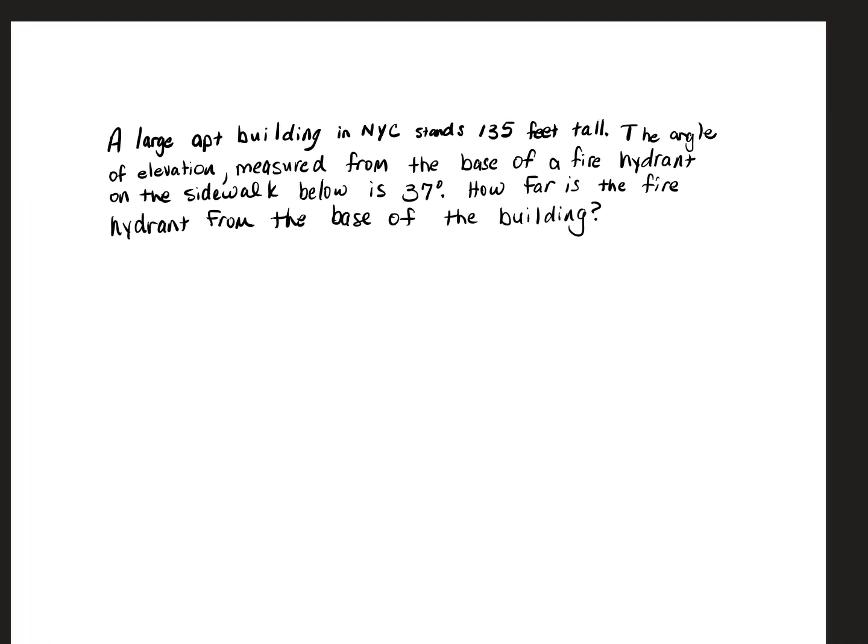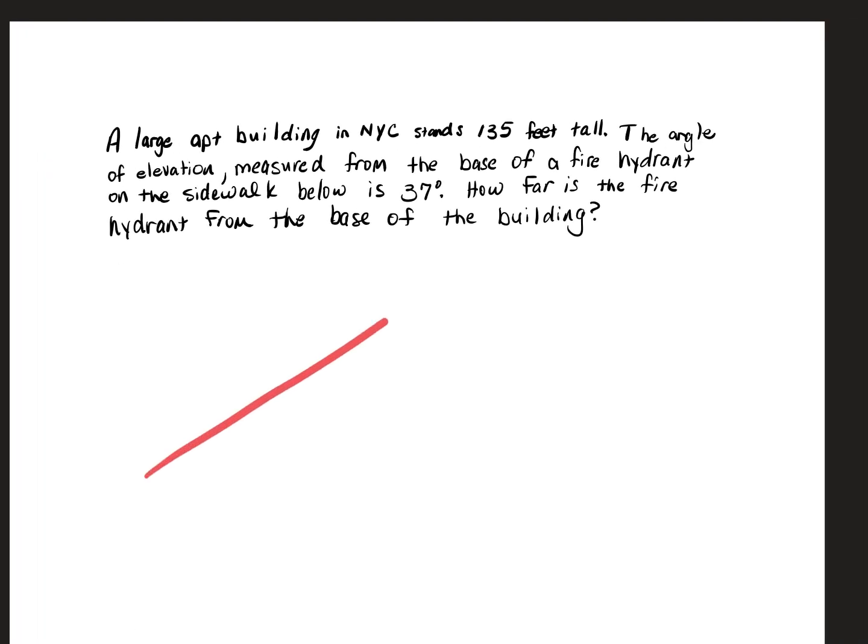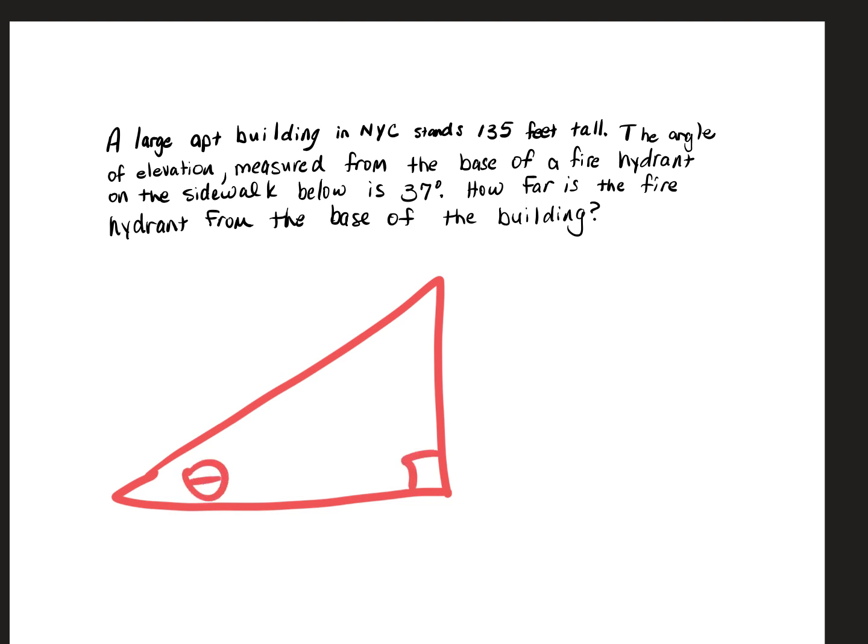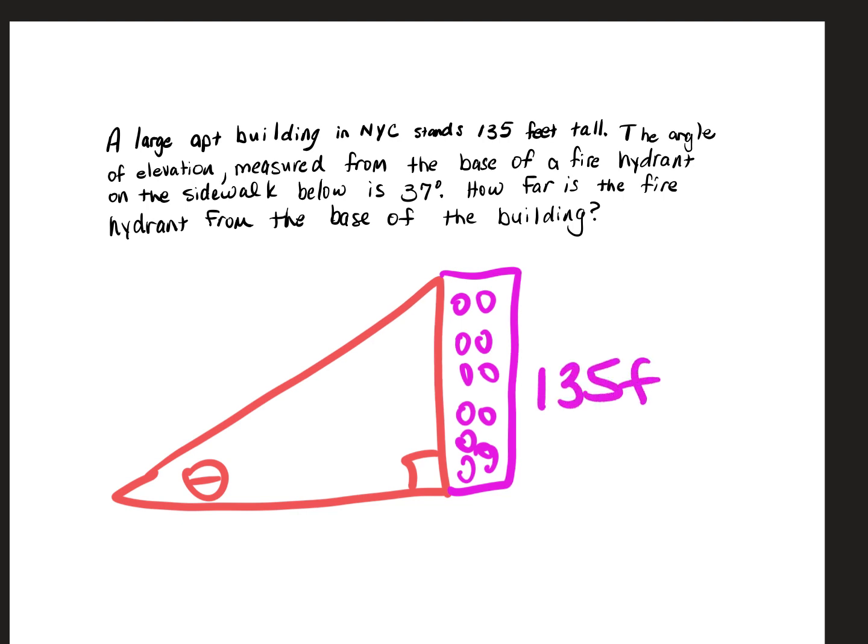A large apartment building in New York City. Okay, first of all, I'm going to draw my big right triangle, and I'm going to put my theta here. A large apartment building in New York City stands 135 feet tall. Am I talking about the X, the bottom, left to right? Am I talking about the Y, the up and down? If the building is 135 feet tall, here's my building, okay? This is 135 feet tall.